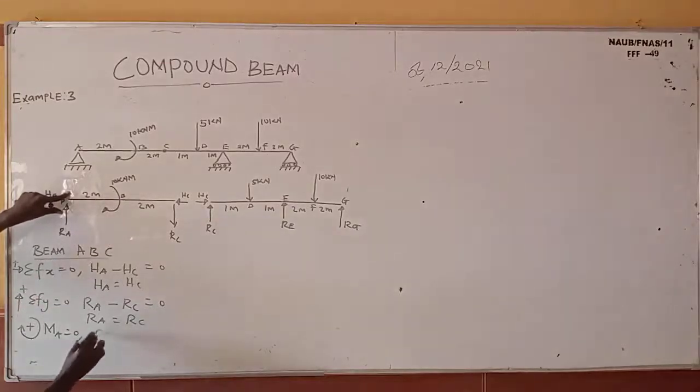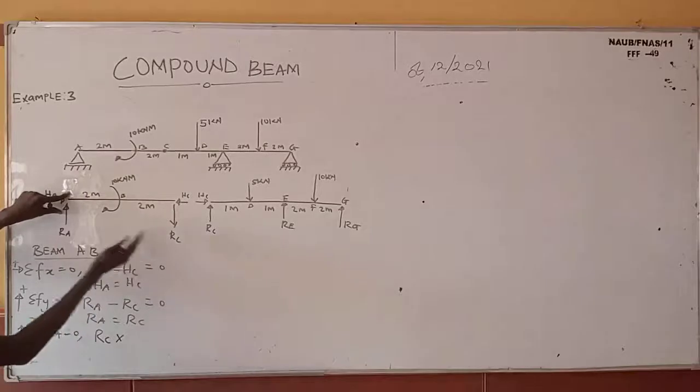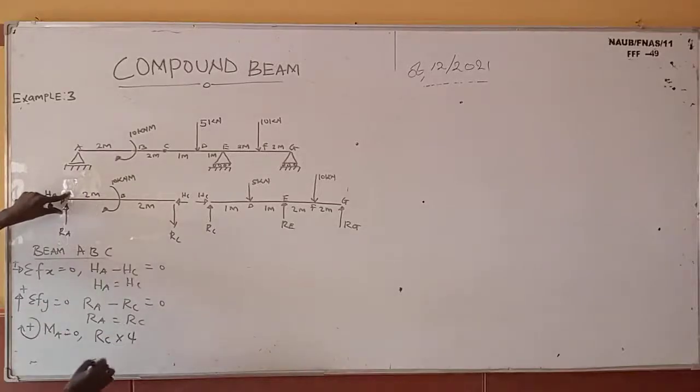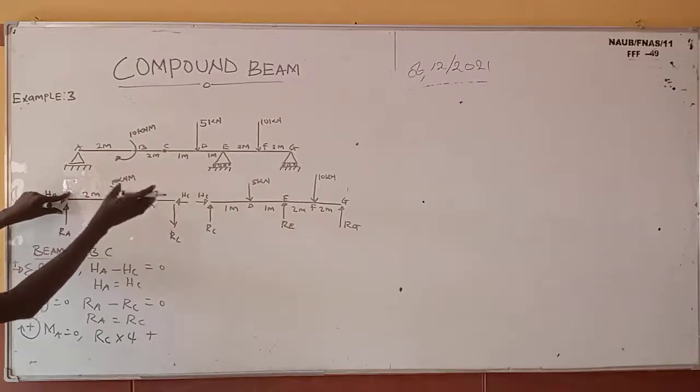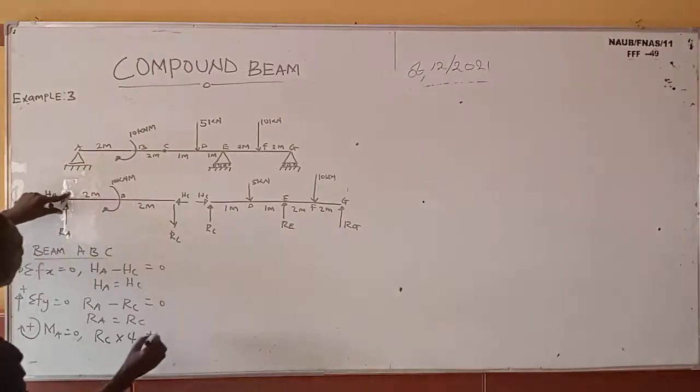So it means arrow C times what? The total distance, which is what? 4 plus, because it's a clockwise moment, plus. And don't forget when you are considering moment, we don't consider distance because it's already what? Moment. And moment is what? Force times perpendicular distance.